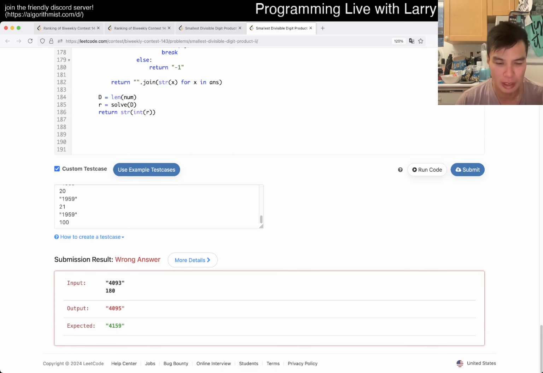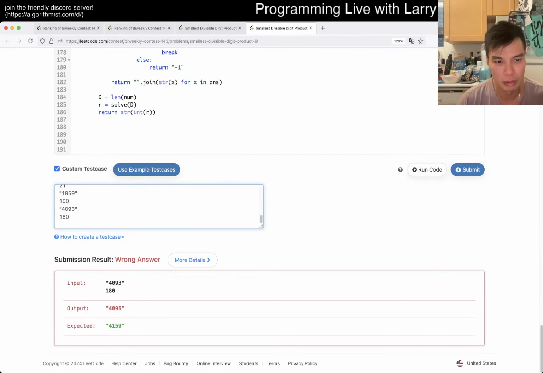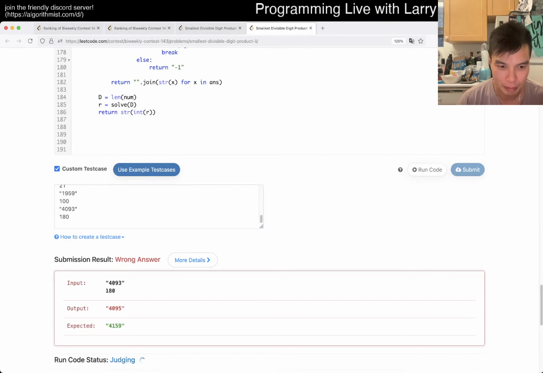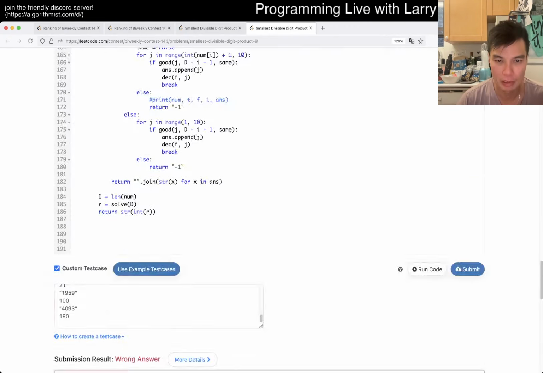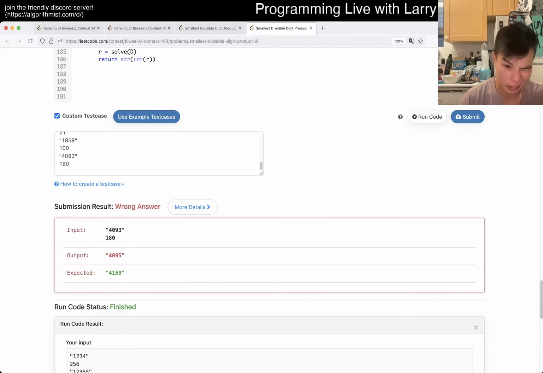Oh, this is just wrong, though. So that's good, maybe? Let's see, what's 4 times 9 times 5? It's 160. So 180 is just way wrong. Why is that so wrong? That is actually wild. Do I handle the multiples correctly? No, I mean, I think I do. And it's not a leading zero thing.